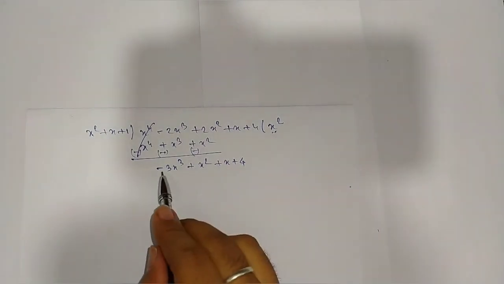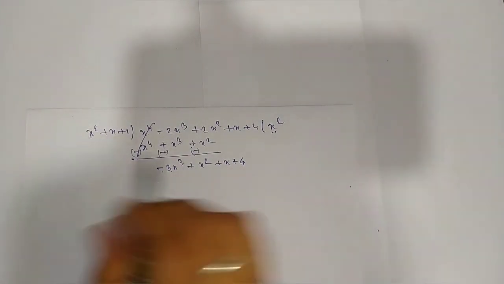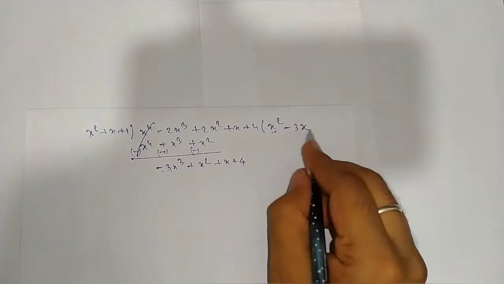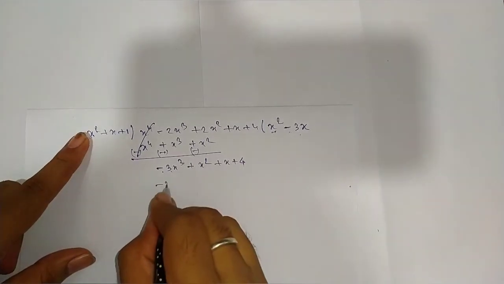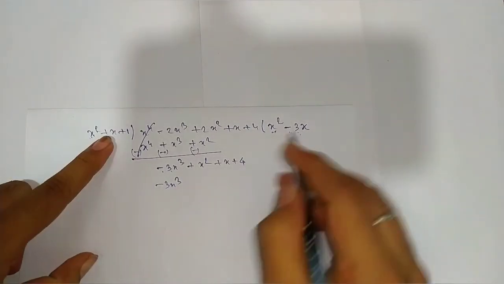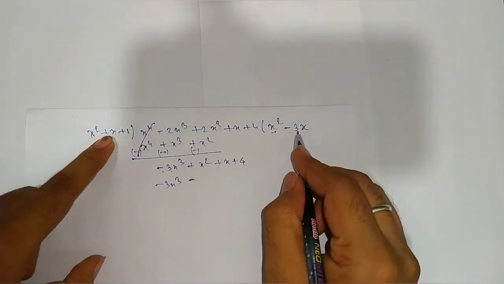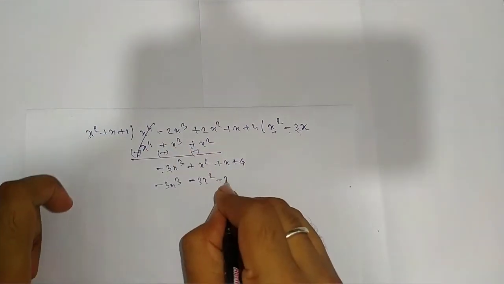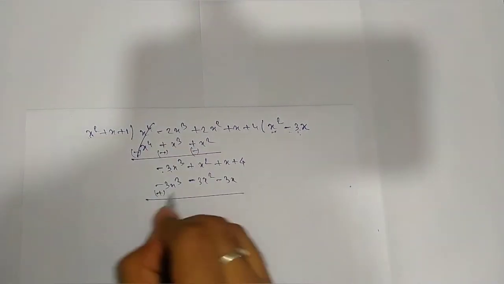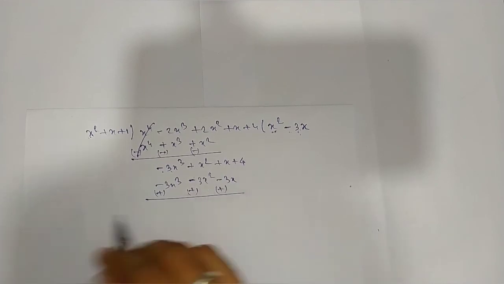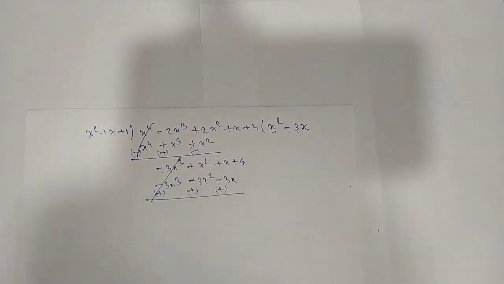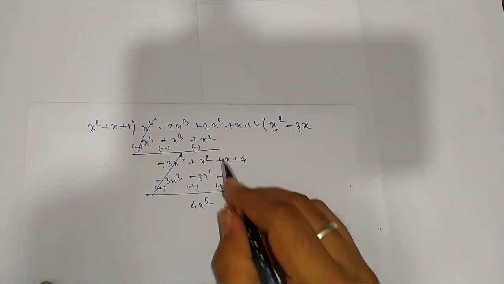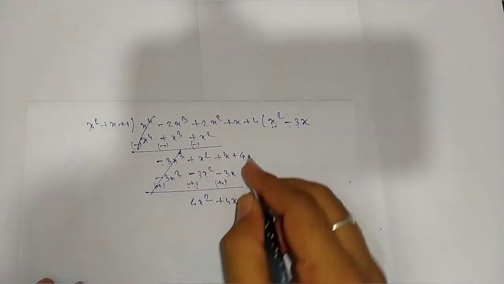Next step: minus 3x cube. With x square, you need minus 3x. So take minus 3x. Minus 3x into this gives minus 3x cube, minus 3x square, and minus 3x. The symbols change, so this will cancel each other. Then we get plus 4x square, plus 4x, and plus 4.